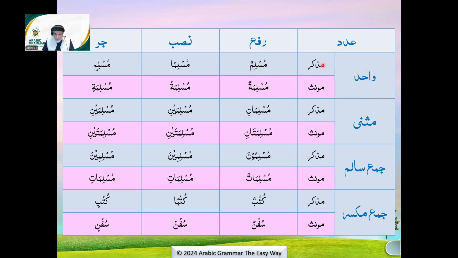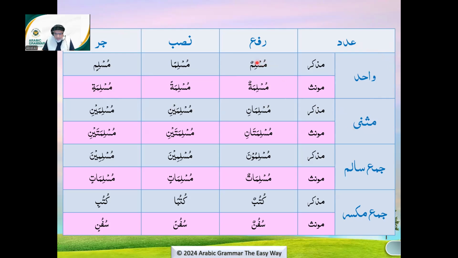And this is Mudakkar Rafa, this is Muannas Rafa. Musliman and Muslimatan, these are Nasab because these are singular and the last letter has the Haraka Fatatan. Muslimin, Muslimatin. You can see this chart can give you a bird's eye view of the whole picture.